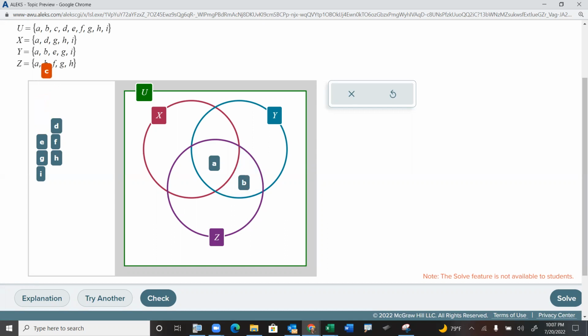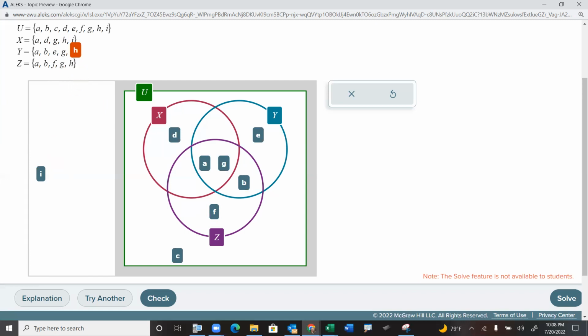C is going to be not in any of them. Okay, so that goes on the outside. D is in X only. So I can't put it here in X because that overlaps with Y, that overlaps with Z, that overlaps with both. So here's where it's an X only. E is in Y only. So right here. F is in Z only. So right there. G is in all three. So that'll be where all three of them are.